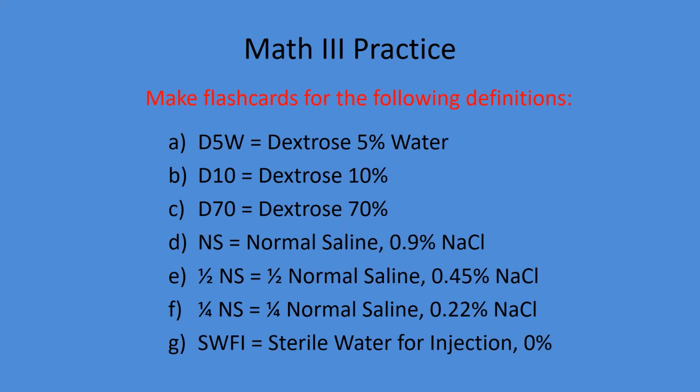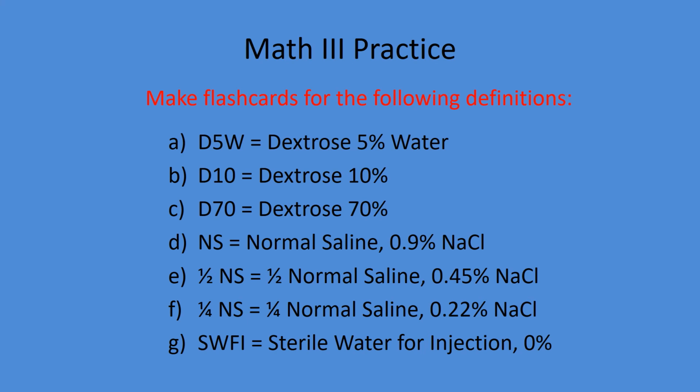All right, preparing us for next time, we're going to work with solution percentages. So here are some definitions, flashcard items to make. So D5W is dextrose, 5% water. D10, 10% dextrose. D70, 70% dextrose. So those are the easy ones. Get those out of the way.